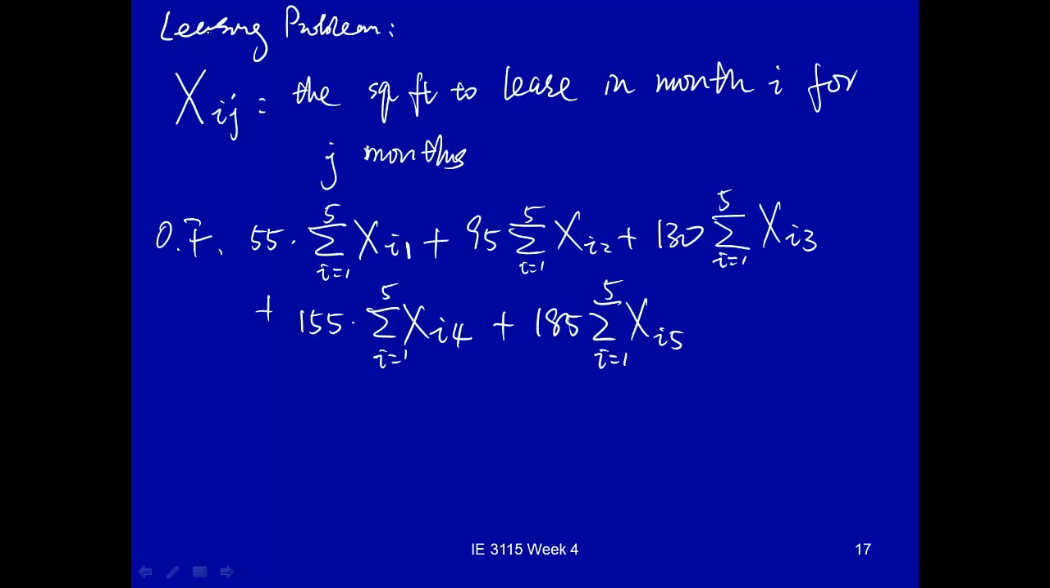So this is our months. This is my months, 1, 2, 3, 4, 5. And that's like the term length of the lease. And here is months 2. Months 1, 2, 3, 4, 5.